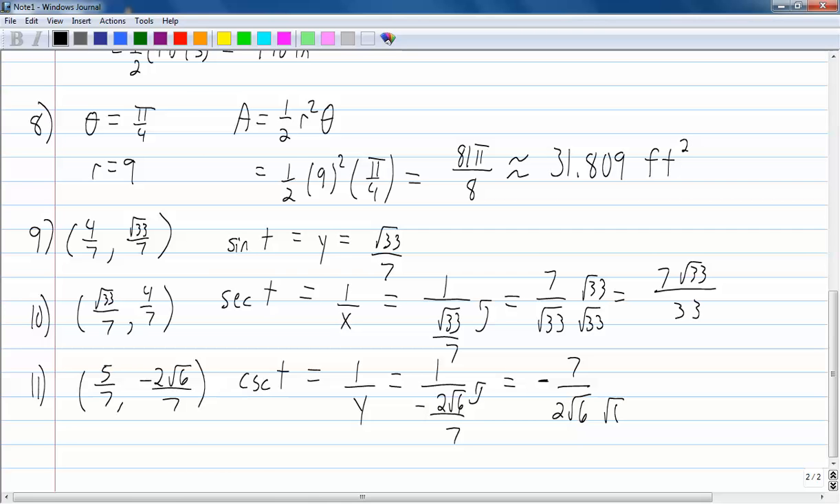Rationalize, I'm multiplying the numerator and denominator by the square root of 6. And that's going to be negative 7 square roots of 6 over, in the denominator we already have a 2. Square root of 6 times square root of 6 is 6. 2 times 6 would then be 12. You can't simplify between the 6 and the 12, so that's your answer.